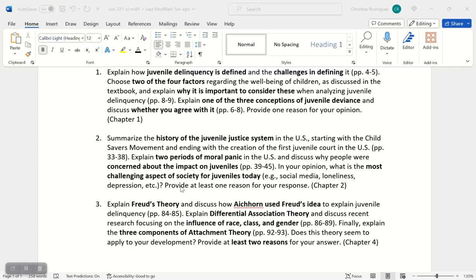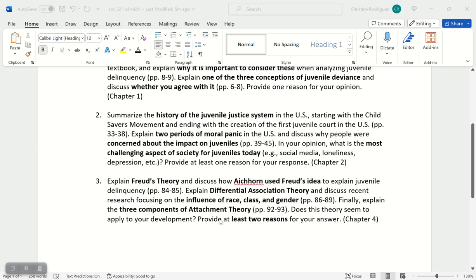Explain 1 of the 3 conceptions of juvenile deviance and discuss whether you agree with it. There are 3. Choose 1, explain it, and then tell me whether you agree with it. If you don't, that's fine. Give me a reason for your opinion. If you do, give me a reason for your opinion.